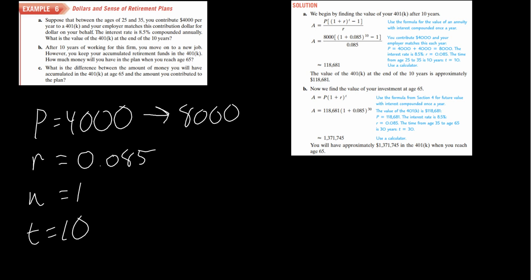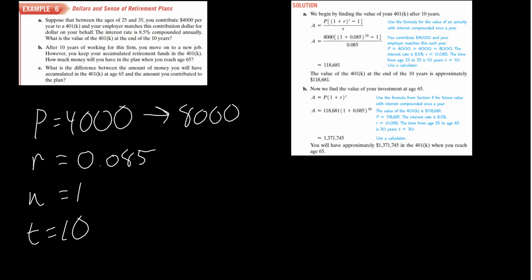Okay, so all we have to do now is take our money that we made, which is $118,000, and now our t, because we're at the age of 65, our t now is 30 years, since it says after 10 years, so when I'm 35, I move to a new job. So 30 more years, that is my t, and then we do the arithmetic there, and we end up with $1.3 million.